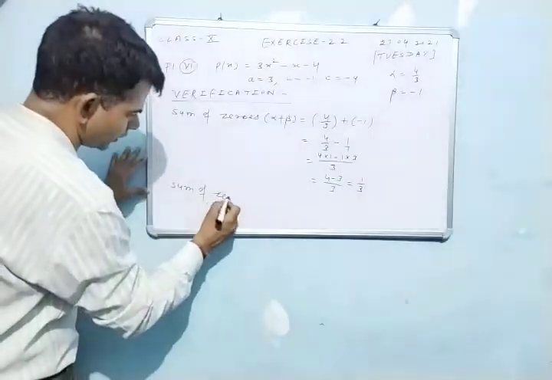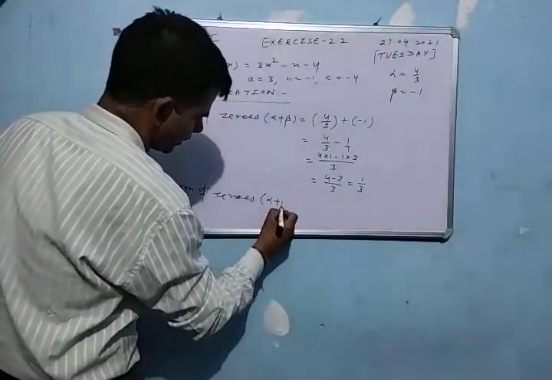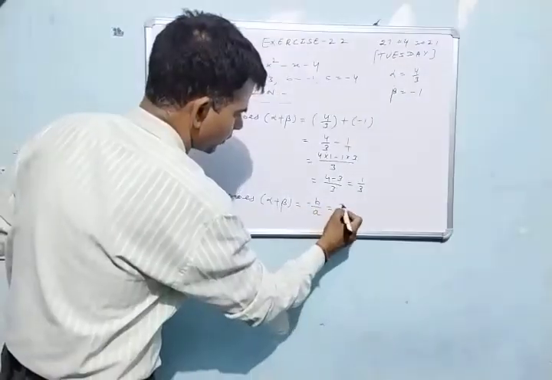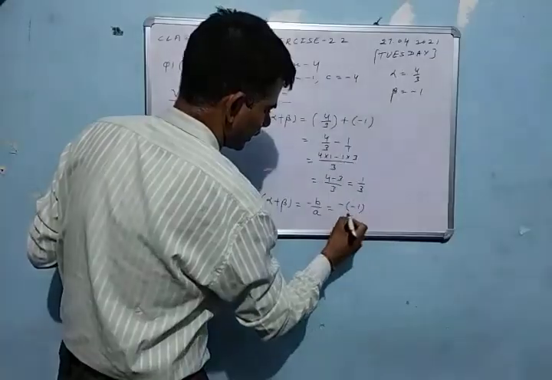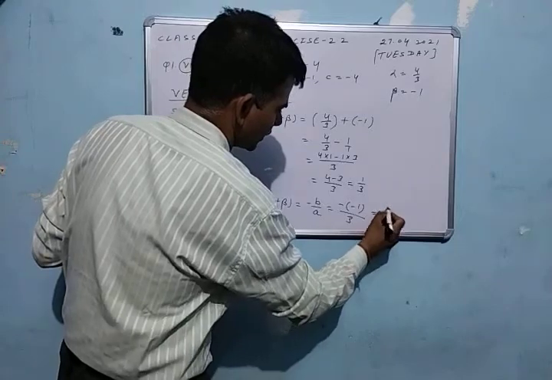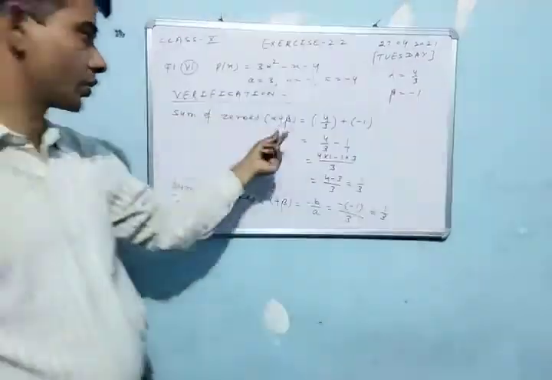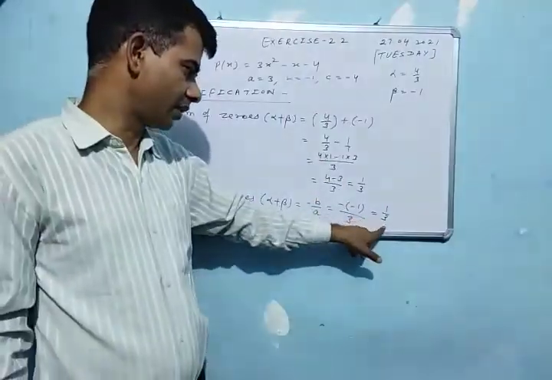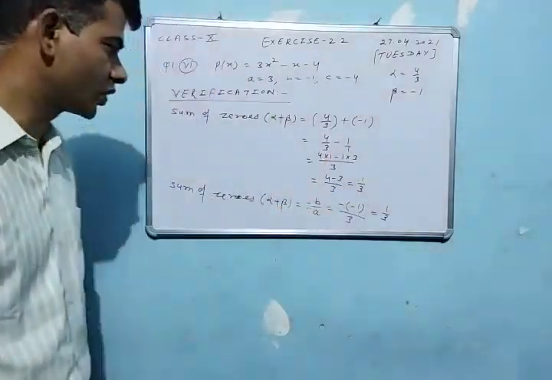Students, sum of zeros by coefficient, alpha plus beta, that is minus b by a. Minus formula, and what is the value of b? B is minus 1. Now what is the value of a? 3. Minus minus plus, that is 1 by 3. Now student, sum of zeros by zeros is 1 by 3, and sum of zeros by coefficient, that is 1 by 3. These are equal, so sum of zeros is verified.